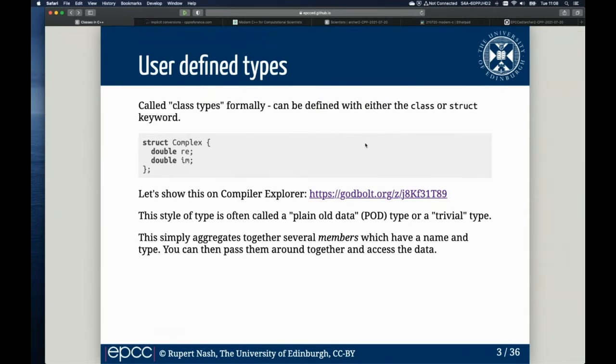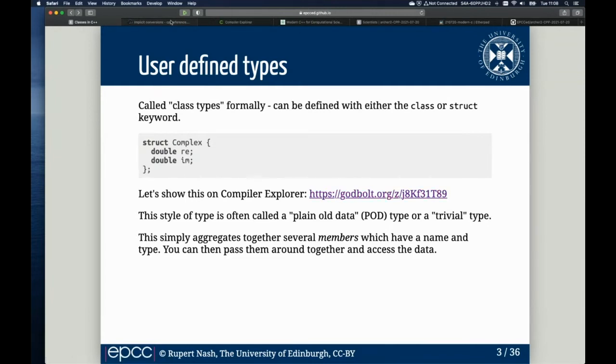So the language specification calls these class types, and you can define them using either the class or the struct keyword. C programmers will be very used to the struct keyword. Here we have the definition of a very simple class type, which would be familiar to any C programmer. We're going to do a very simple implementation of complex numbers, and we're going to choose to represent our complex number by its real and imaginary parts.